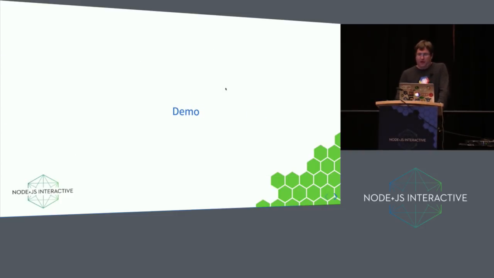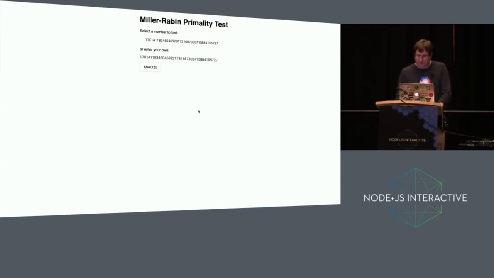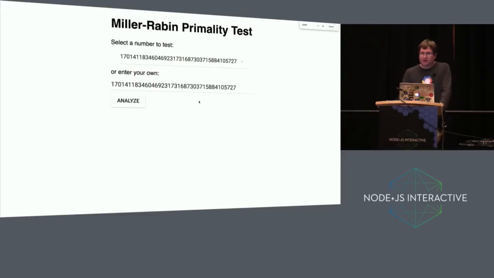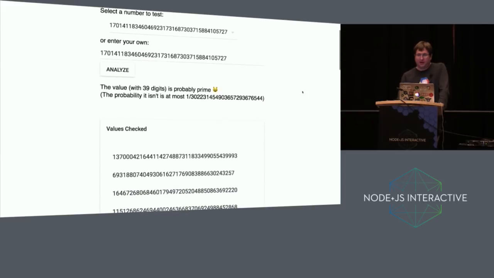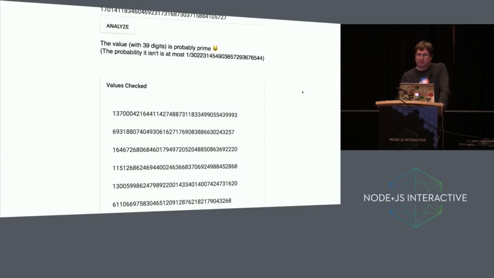So to kind of give you a demo of this, this is what it would look like. And the cool thing is, so this is a number we started with. And so we want to say, is this a big int? Do you analyze it? So this has 39 digits, and it's probably prime. The probability that it's not prime is 1 over that huge number. So it's basically prime, right?